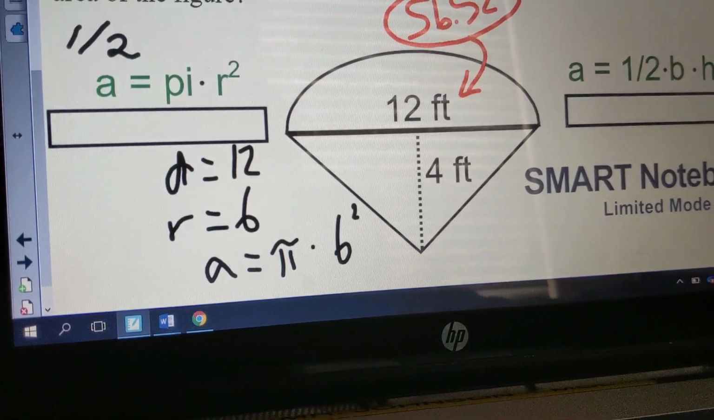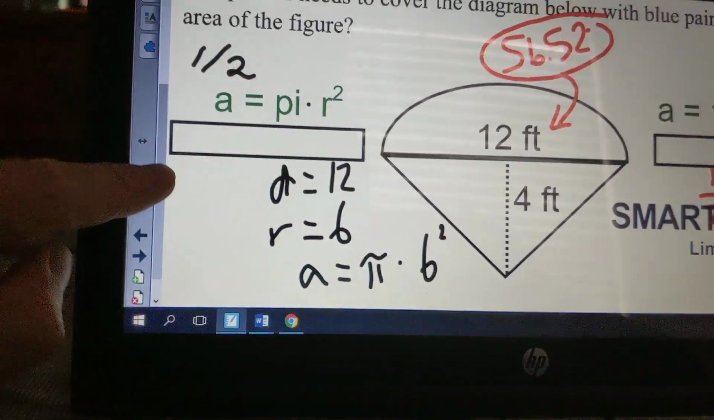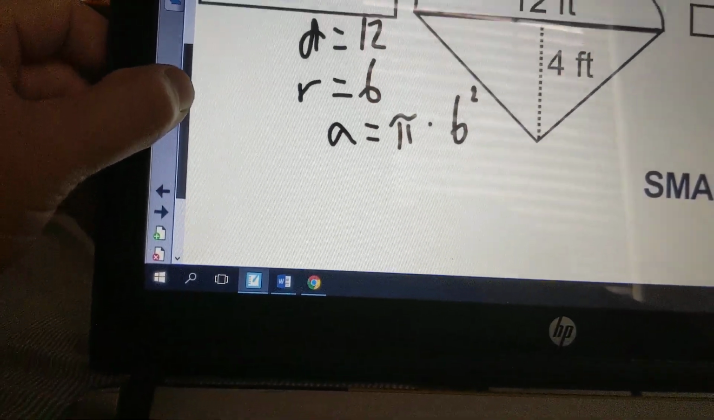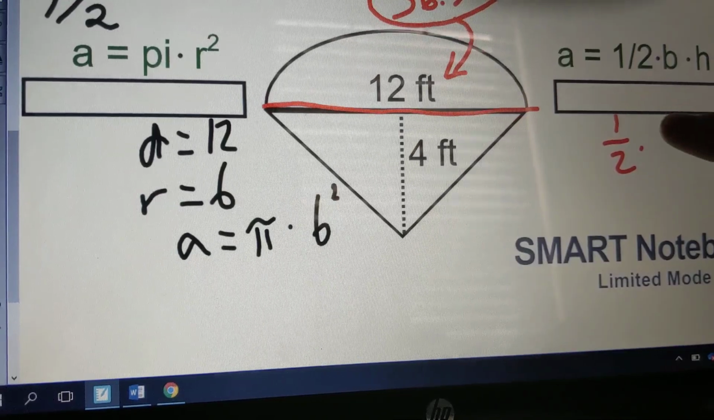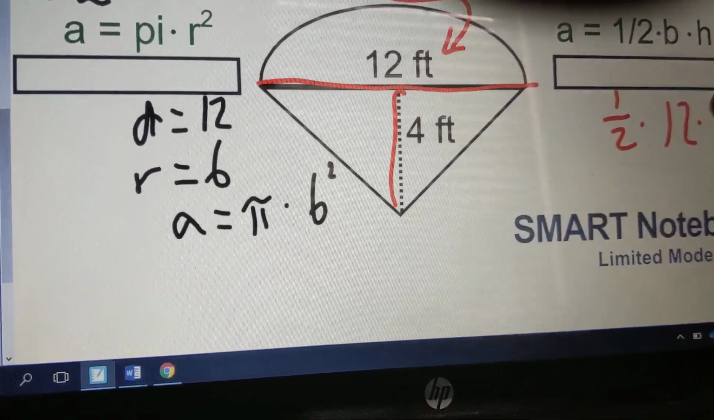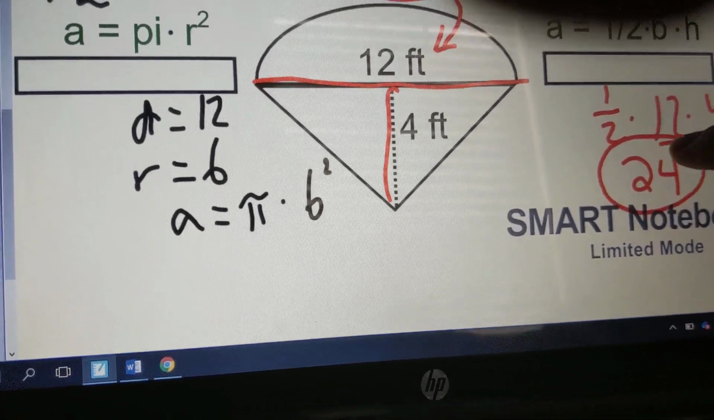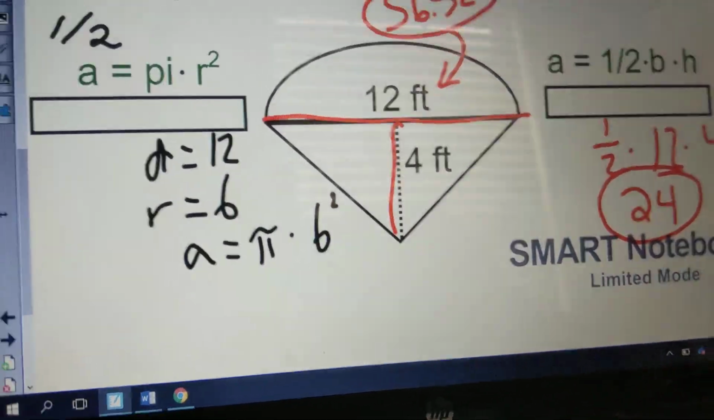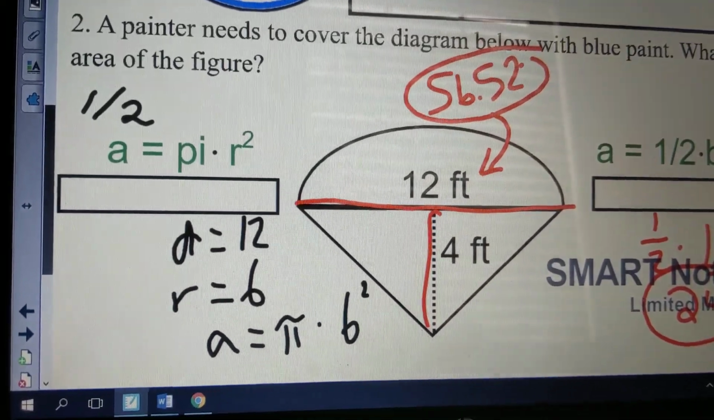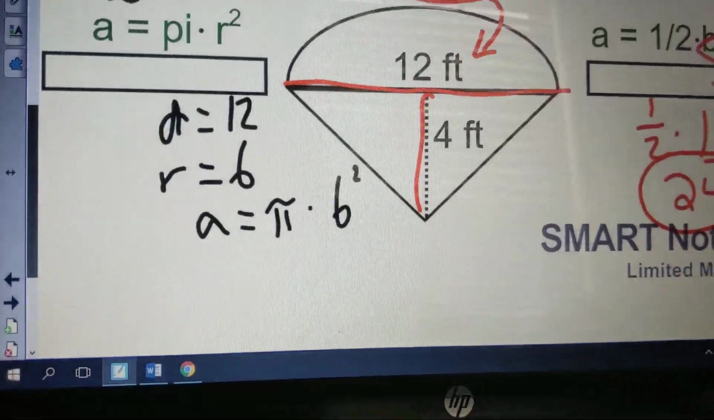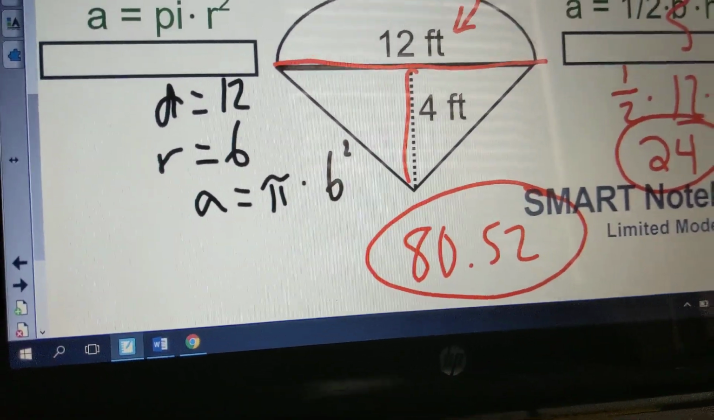But I also have to find the area of my triangular piece. The area of a triangle is 1/2 times base times height. So I can do 1/2. And looking at this here, I have a base and a height that's given to me. The base of this triangle right here is the same as the diameter. So 1/2 times 12, and you can see that the height of it is 4. 1/2 times 12 times 4, which is 24. So my triangular piece has an area of 24. My semicircle has an area of 56.52. So to find the total area, I add those together and see that the total area is 80.52 square feet.